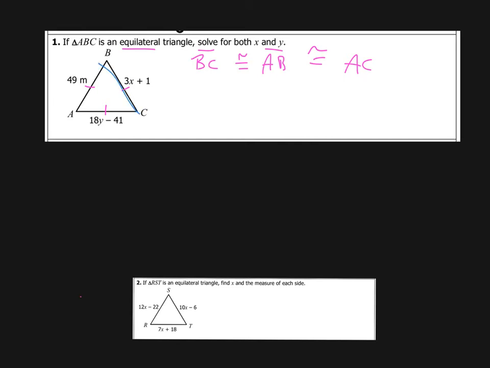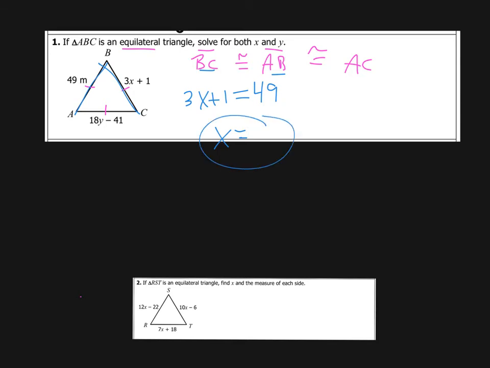X refers to this side here, which is BC. That's 3X plus 1. And who's BC the same as? AB. AB is 49. So if they're congruent, set them equal. You can go ahead and finish out the algebra and give me an X equals, and then we will have solved for X.